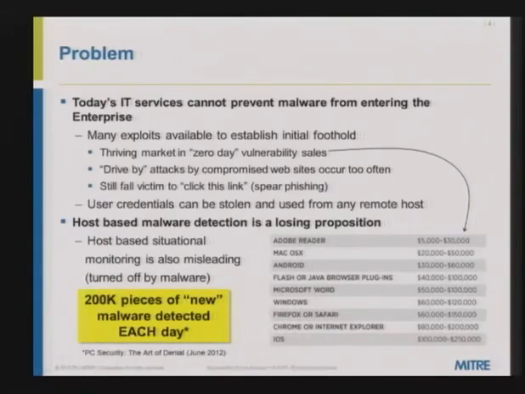Given the sophistication of current malware, host-based malware detection is a losing proposition. One of the first things that some pieces of malware do is disable the host-based malware detection. And to give you an idea of the scale of the problem, there are something around 200,000 new pieces of malware detected every day.